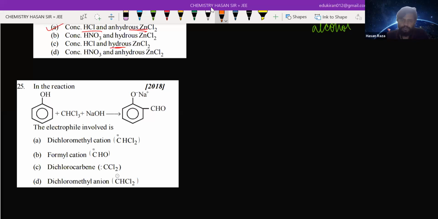Okay, I'm going to explain. Both of you gave the wrong answer. So see, can you recognize this reaction? It is a name reaction, right? Can you tell me the name of this reaction? Yes or no? Reimer-Tiemann reaction. Have you heard of this? Yes, sir. Reimer-Tiemann, a very important reaction.